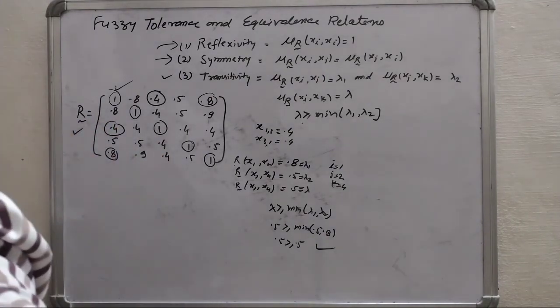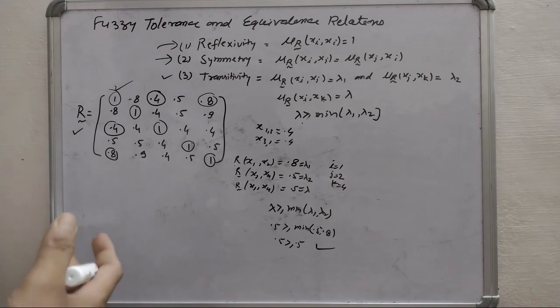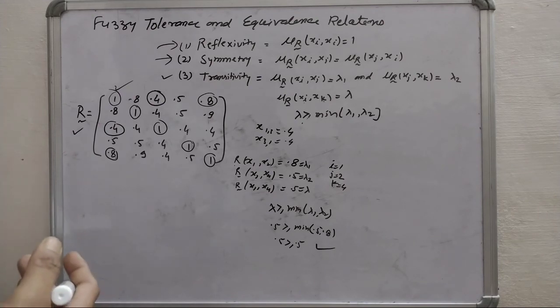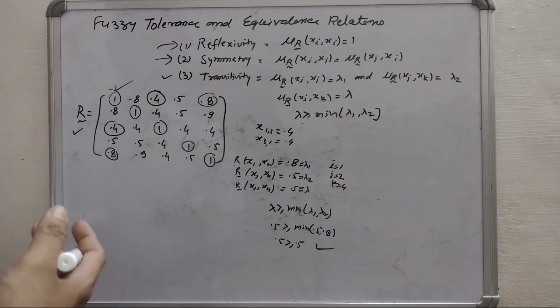So this is all about fuzzy relations. We have seen in this chapter classical relations, then fuzzy relations, fuzzy Cartesian product, and Max-Min composition. So this is all about fuzzy relations.